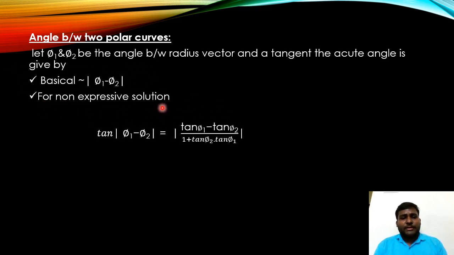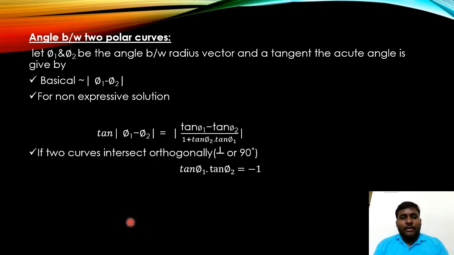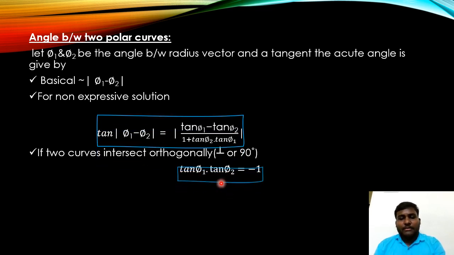For non-expressive solutions where there is log or tan, we can go through this type of solution where the formula is tan of mod of theta 1 minus theta 2 is equal to tan phi 1 minus tan phi 2 by 1 plus tan phi 2 tan phi 1. For two curves intersecting orthogonally, we are going to get tan phi 1 dot tan phi 2 is equal to minus 1. Make sure that this formula is an important one which we are going to use further.